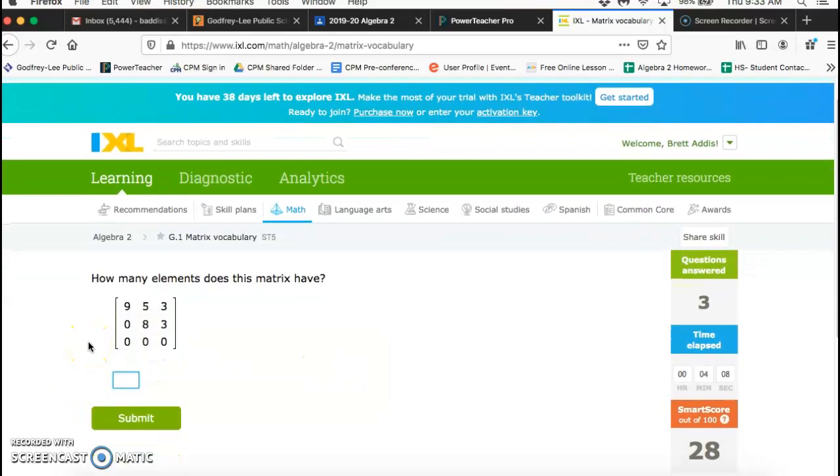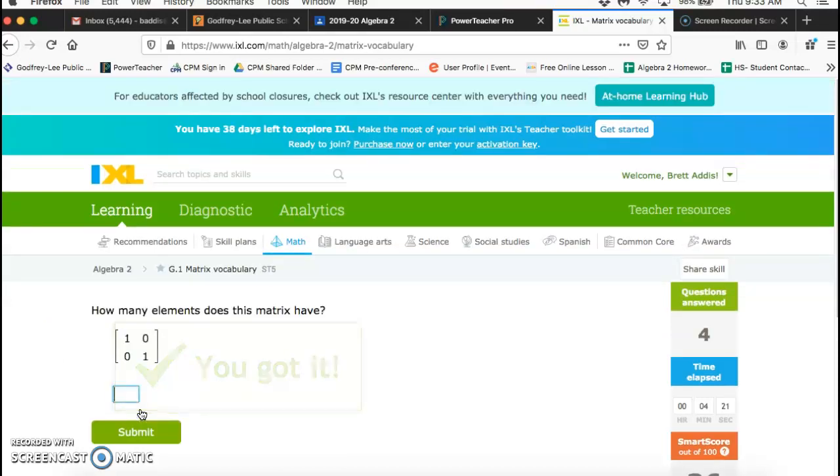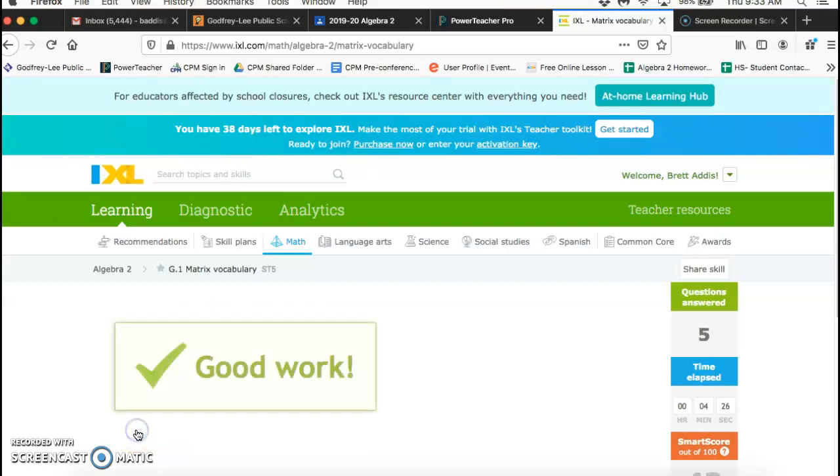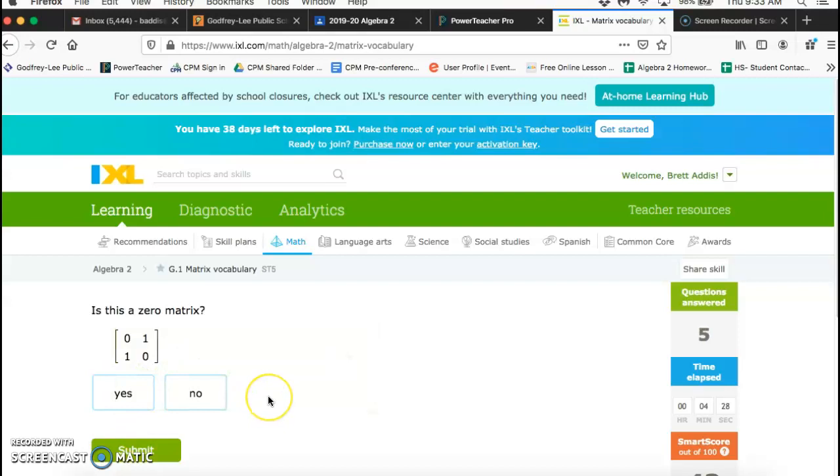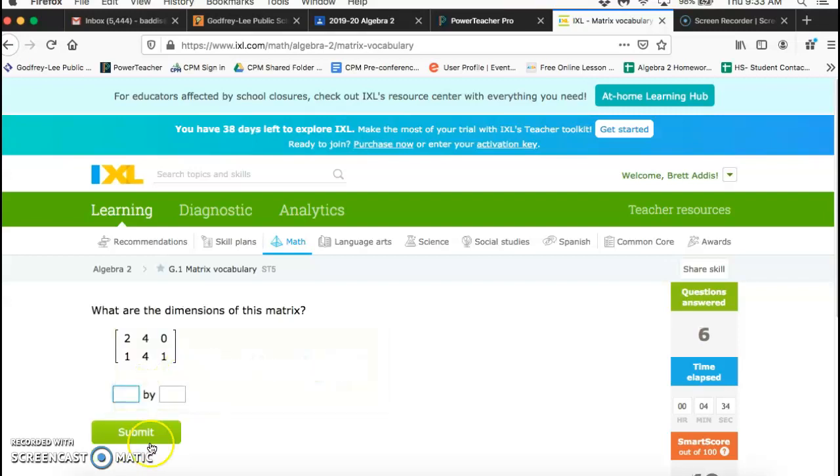Now this isn't asking for dimensions, it's asking elements, and you can just count 1, 2, 3, 4, 5, 6, 7, 8, 9, or if you take 3 by 3, you can multiply and you get 9. This has 4 elements. A zero matrix would be all zeros, and we have a couple of ones here, so no, that is not a zero matrix. And we have a 2 by 3 matrix here.